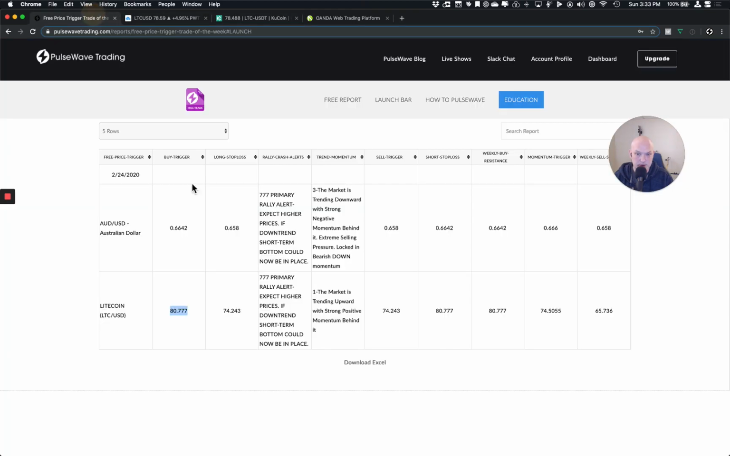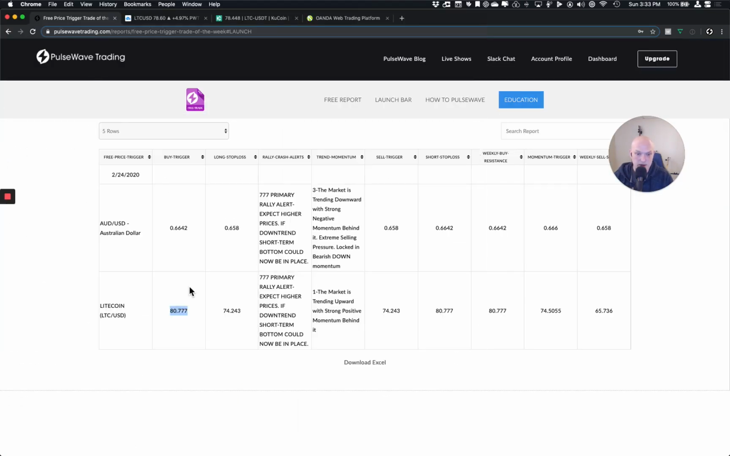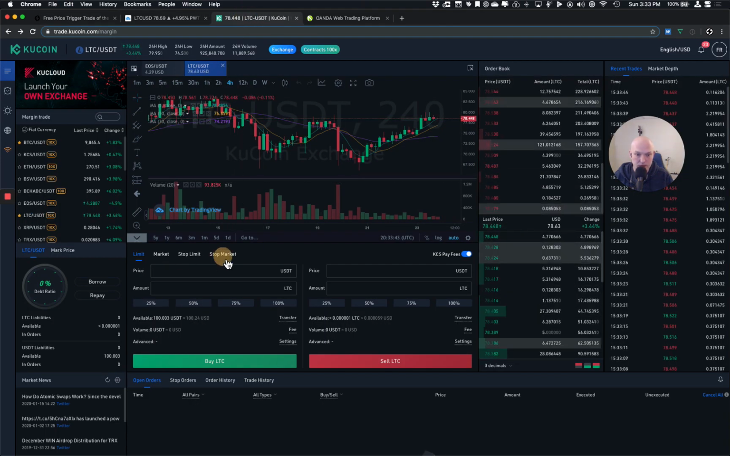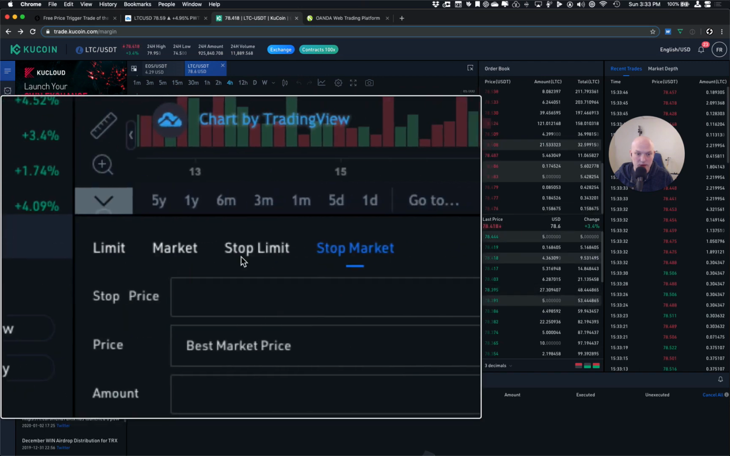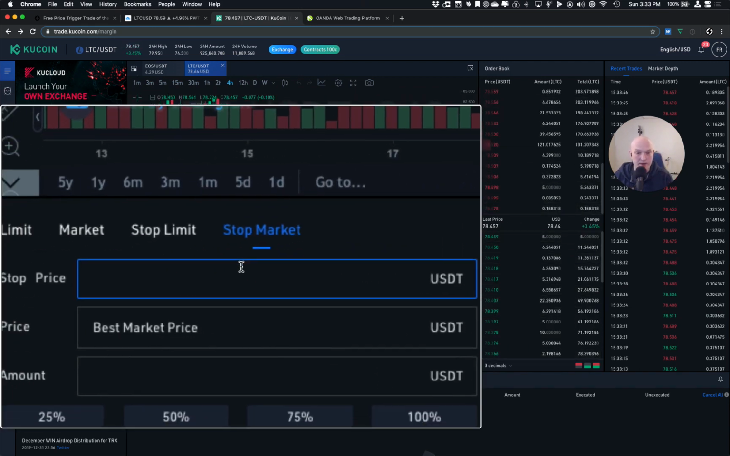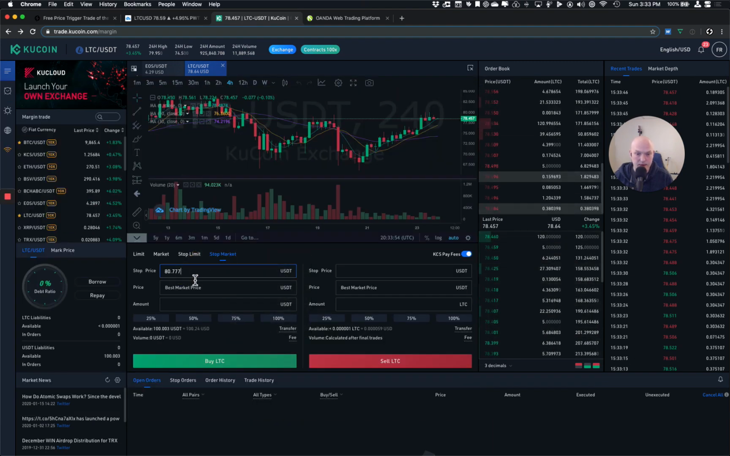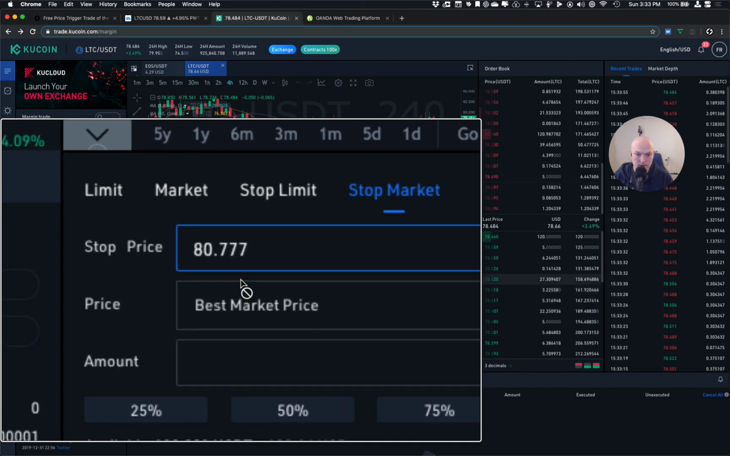So let's go back to our free price trigger trade of the week. We're going to grab first off the buy trigger. I'm going to copy that. Come over here, and then I'm going to do stop market. That's our order that we do. So in our pick order pop videos, the order part, we always do a stop market. And then I'm going to put the buy trigger right there. Let's see where that is.